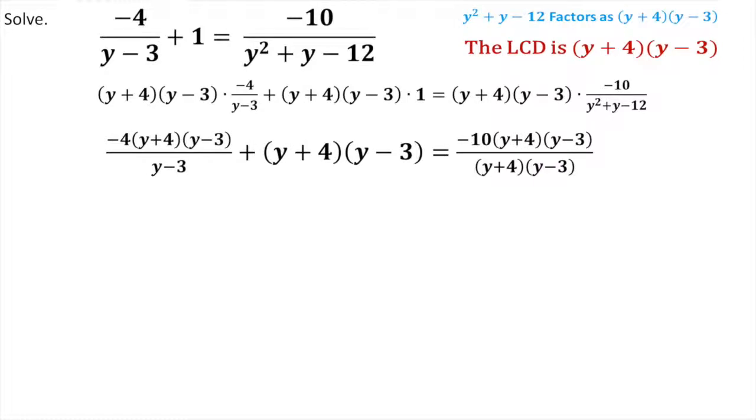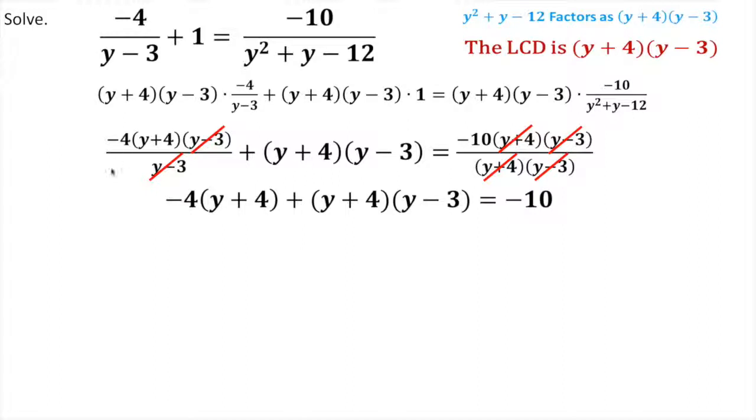Okay, let's bring this in. Notice on this one here, I only have this. This is all on top because this is all over 1. Okay, now I've got a y minus 3 on top and bottom. I can cross those off. Over here I have a y plus 4 on top and bottom I can cross off, and a y minus 3 top and bottom I can cross off. Now what I'm left with here is a negative 4 times y plus 4. I've got a y plus 4 times y minus 3 equals negative 10. That's all I was left with on this side of the equal sign, is just a negative 10.